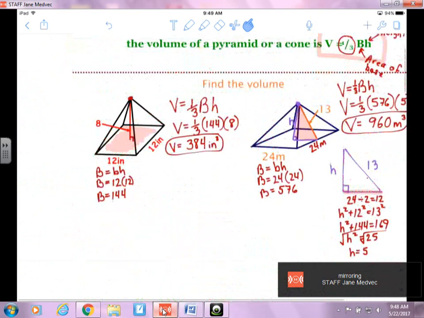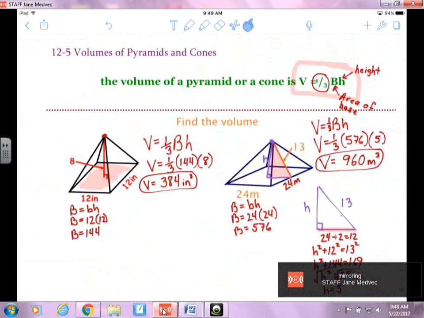So that is it for this section. Again, we found the volume of pyramids and cones. The formulas are the same for all of them. They kind of show the same amount of work that we did yesterday. It's just rather than big B, little h, we've got 1/3.